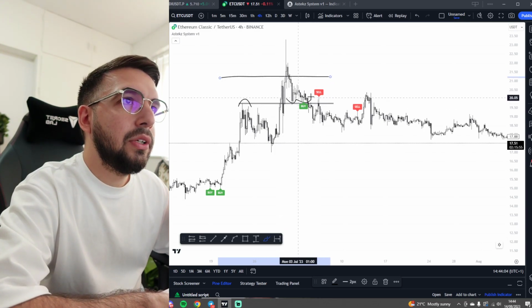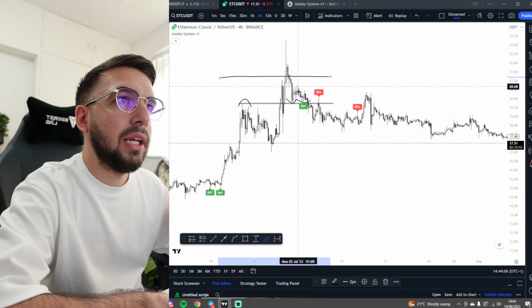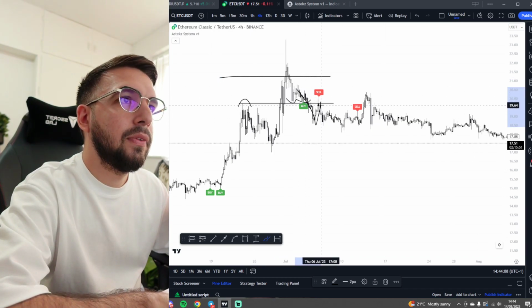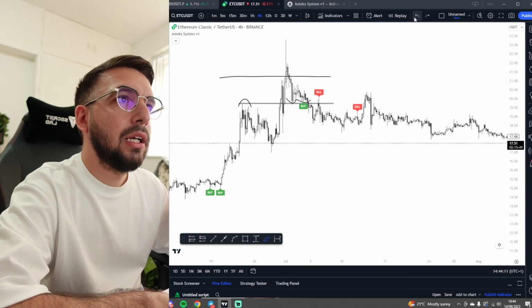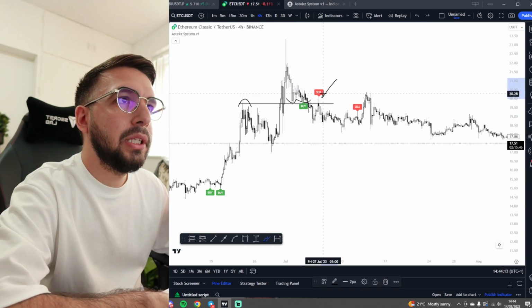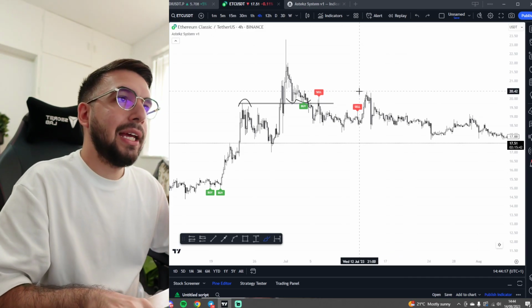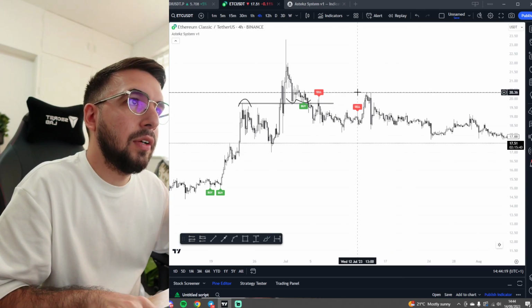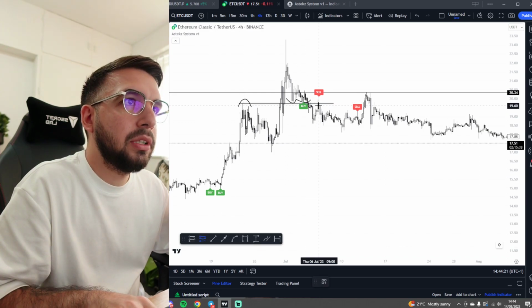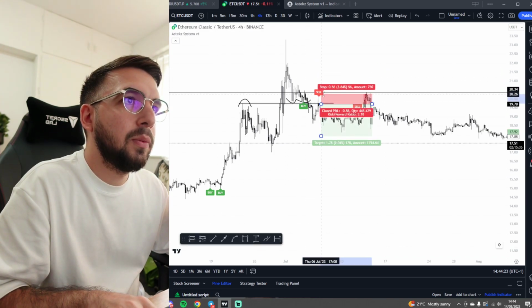So let's just say you didn't catch any of the move here because there was nothing actionable. It breaks down, goes for the retest. This move up here probably shakes a few people out of positions and then starts the downtrend even further. So for me, it's probably actionable because it's confirming that the trend still wants to go down.